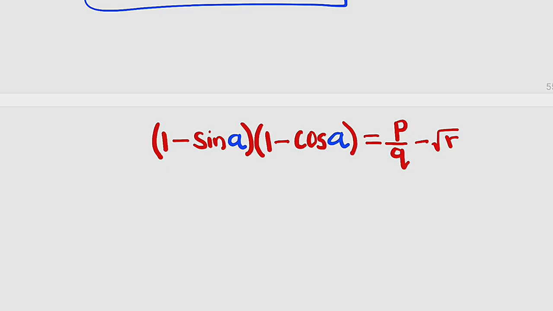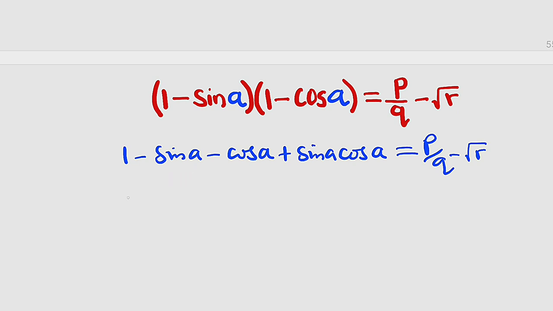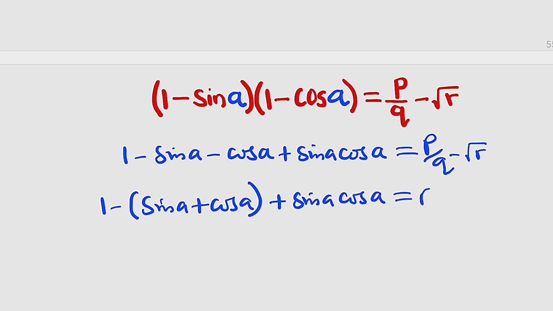Now let us expand the left-hand side. This will be 1 minus sine A minus cos A, then plus sine A cos A, everything equal to P divided by Q minus the square root of R. You see this contains minus, so we're going to factor out the minus sign. Inside we have sine A plus cos A, then plus the product, which is sine A cos A, everything equal to P divided by Q minus square root of R.